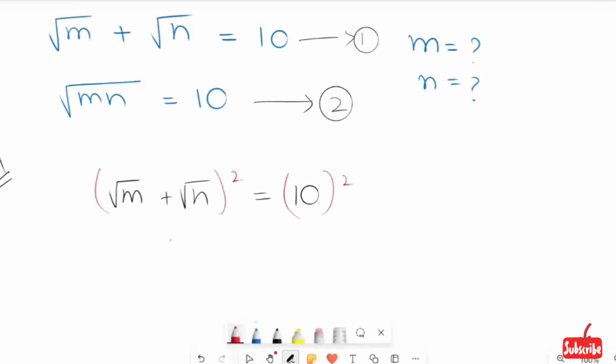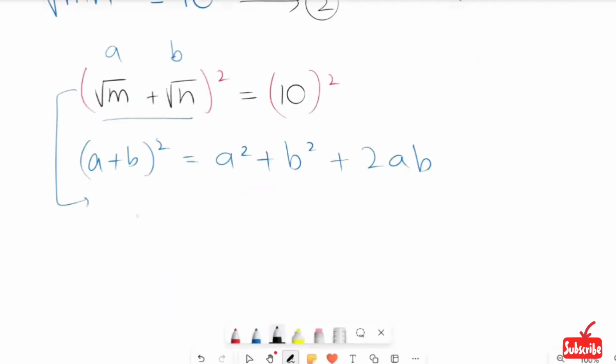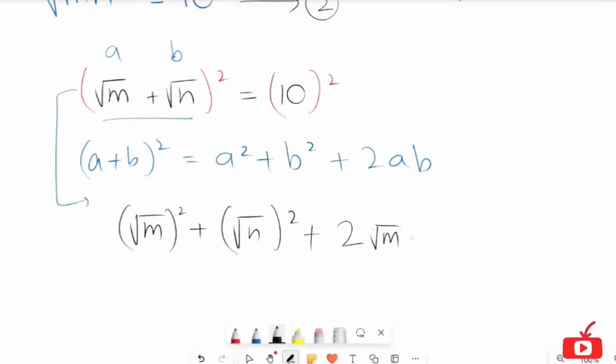Now I am going to use the algebraic identity, that is (a plus b) whole to the power of 2 is equal to a square plus b square plus 2ab. So I am going to apply this algebraic identity, where this is a and this is our b value. So this equation turns to (root m) whole to the power of 2 plus (root n) whole to the power of 2 plus 2 root m times root n is equal to 10 to the power of 2, which is 100.